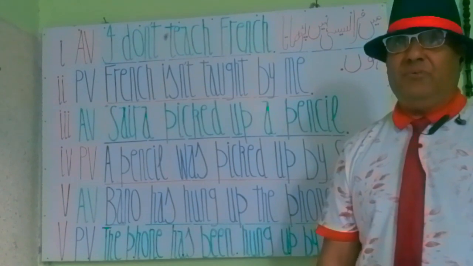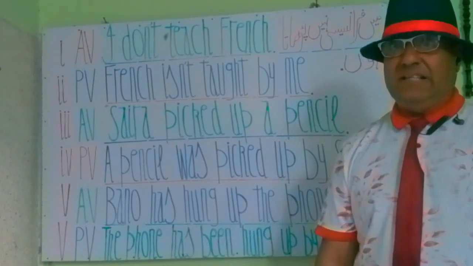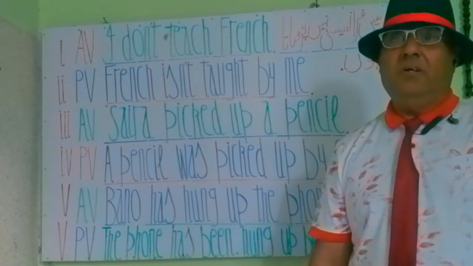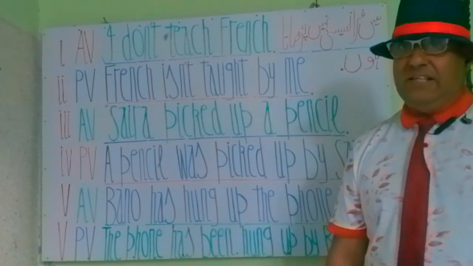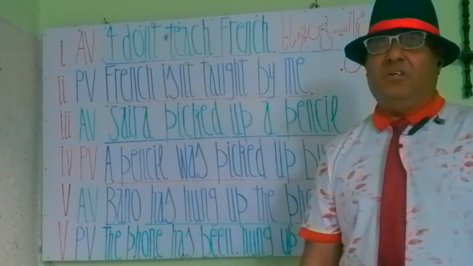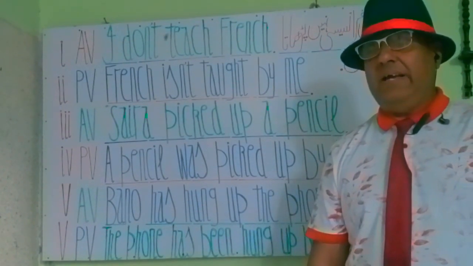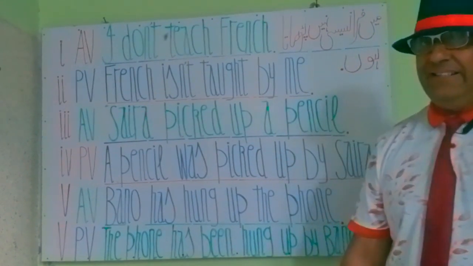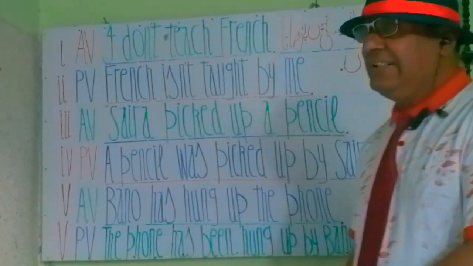Now the connecting preposition by, and then Saira is a proper noun. That's why it's not going to change. It will stand as it is. Saira is a singular noun. So a pencil was picked by Saira. A beautiful statement, isn't it? Let's move to the next sentence.